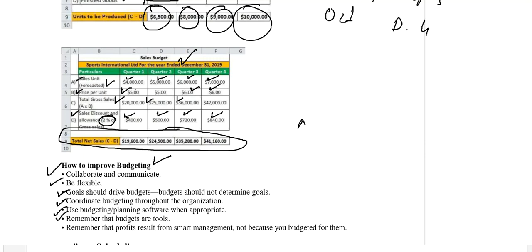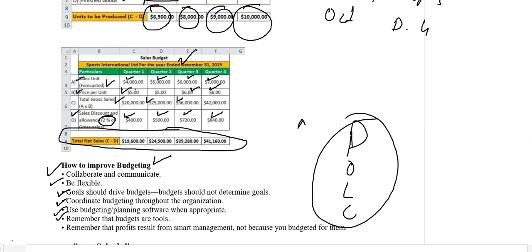Number 6, remember that budgets are only tools. We have to plan, we have to think, and we have to use the 4 functions of management in order to get success. And at the end, remember that profits result from smart management, not because we budgeted them. Only due to budgeting we cannot get success. We have to get success after having smart management, and for having smart management we have to follow these 4 functions.